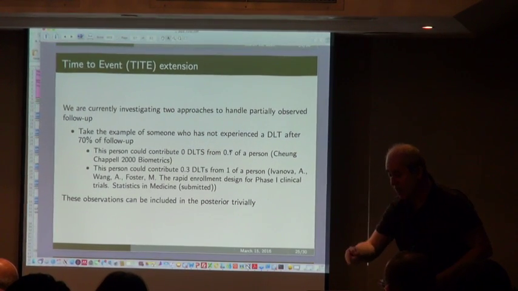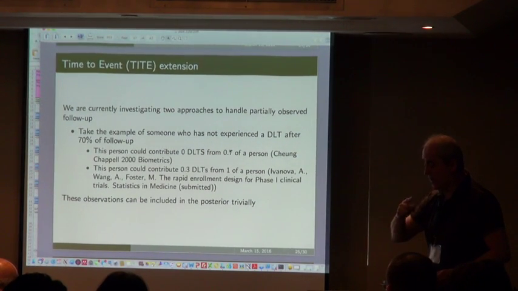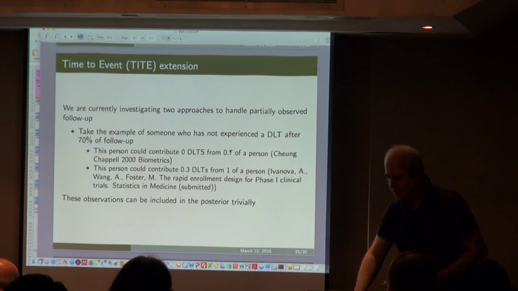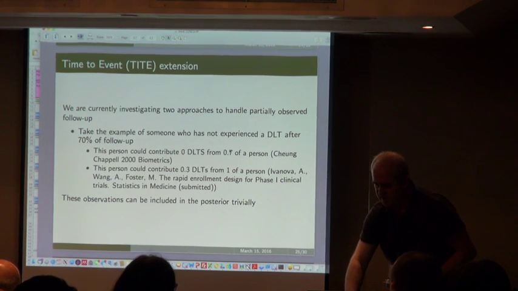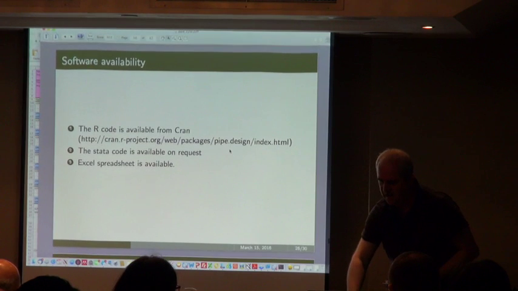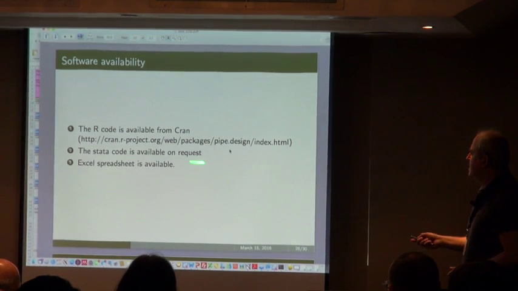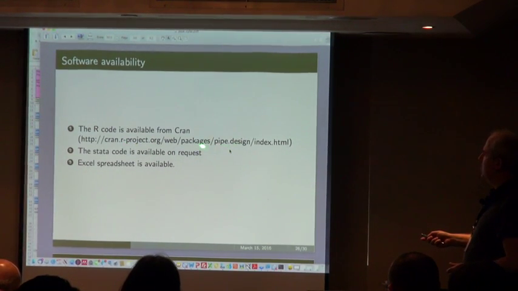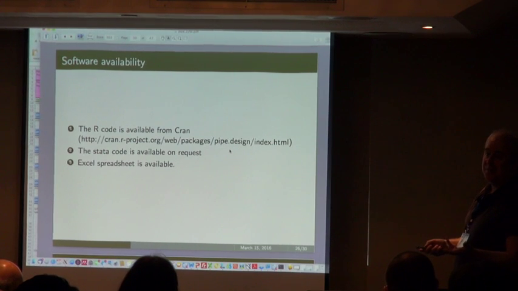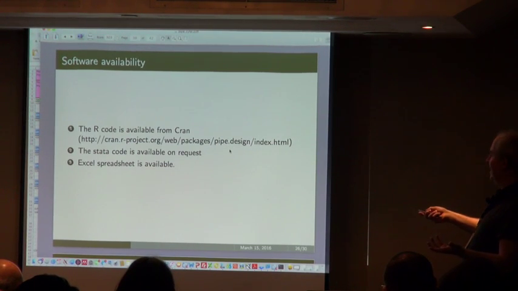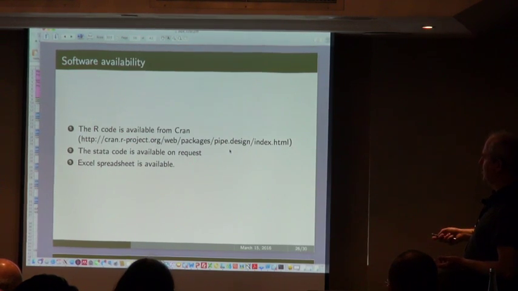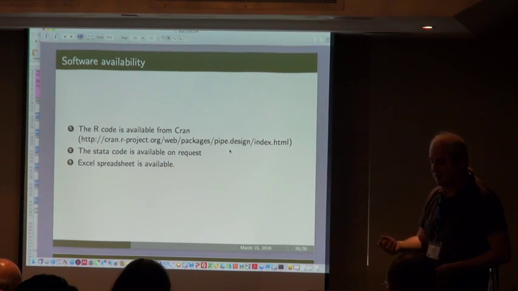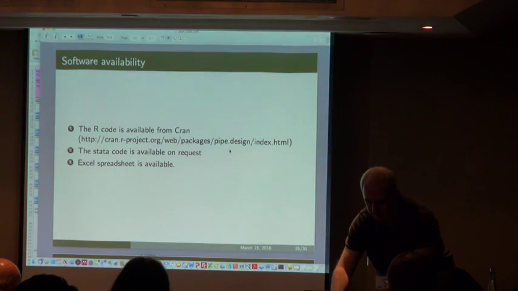And so Graham Wheeler, our PhD student, is looking at this problem, and he hopes to present it in Turin in September. Just like I said, there's some R code, and we're not allowed to use the name PIPE, because obviously pipe is a generic computer name, so it's called pipe.design. I've got some Stata code, and there is an Excel spreadsheet available as well.